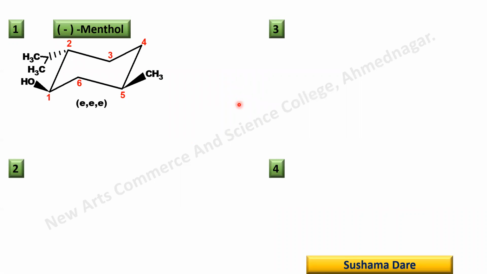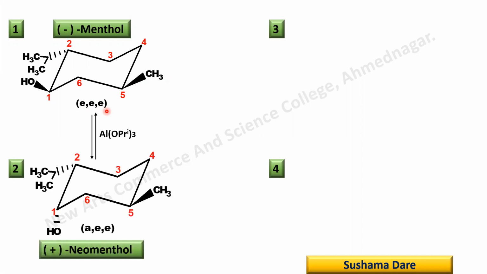So this is the first one, menthol. In menthol, all the substituents are equatorial. In that, the isopropyl group is going in a downward direction, while the hydroxy group and methyl group are going in the upper direction. This is denoted as the equatorial conformer. So this is the first structure, menthol. Now, on treatment with aluminum isopropoxide, it gets converted into neomenthol.